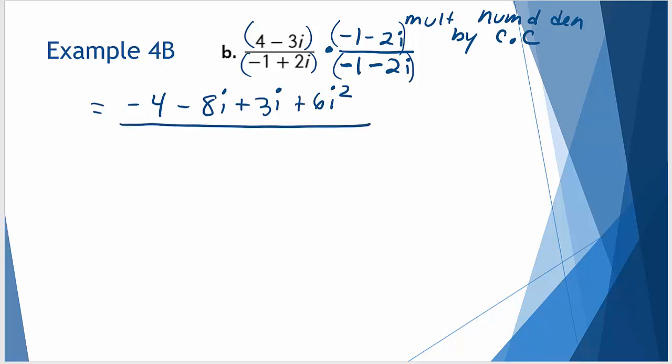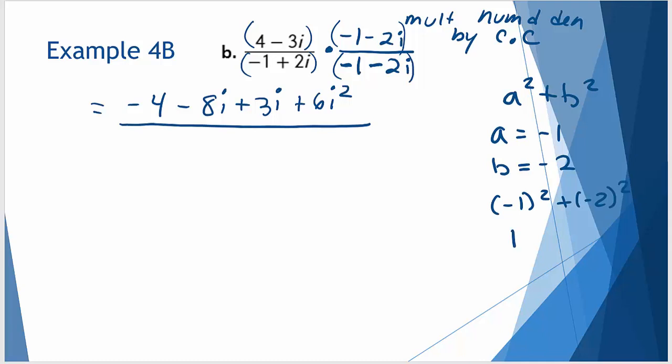In the denominator, we're going to do a squared plus b squared, where a is -1 and b is -2. So we get -1 squared plus -2 squared. So we get 1 plus 4, which is 5. With your a squared plus b squared, obviously it doesn't matter if you use b as -2 or +2, because you're squaring it and it will equal 4.